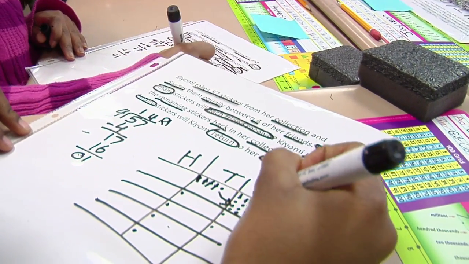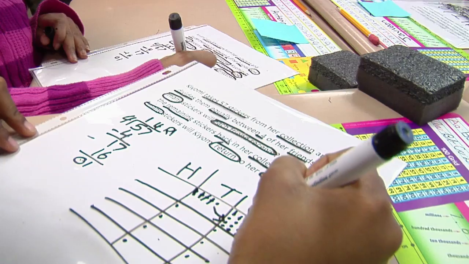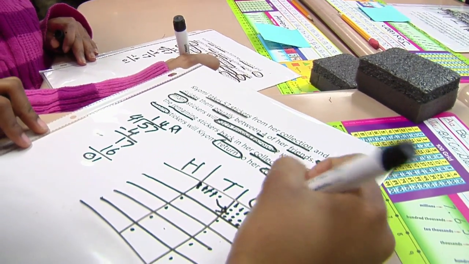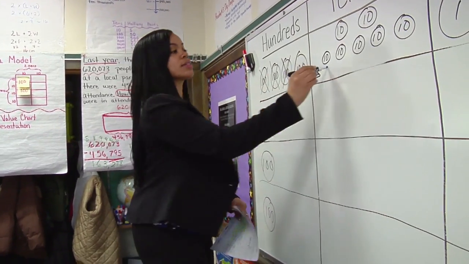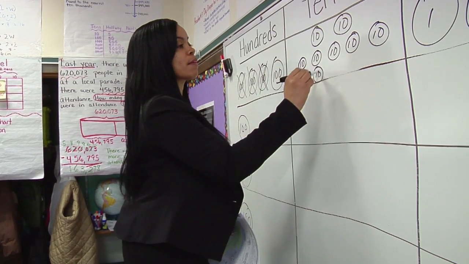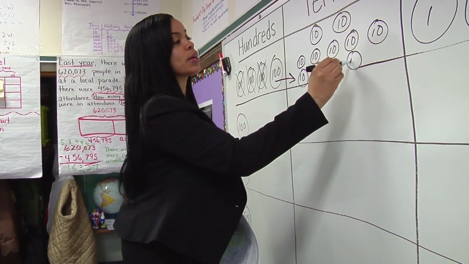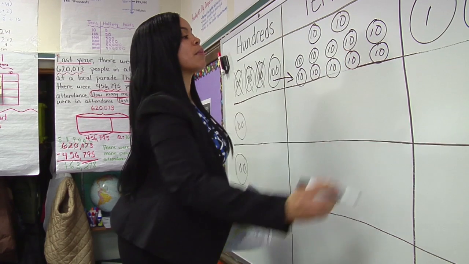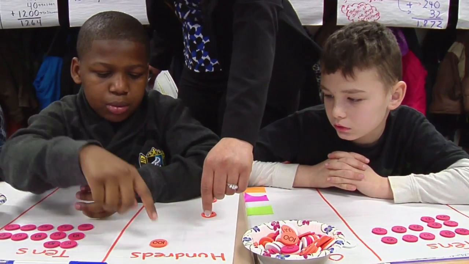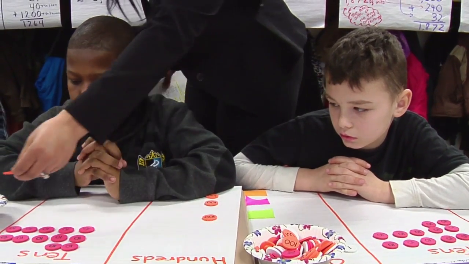I wanted students to be able to see how, when you decompose a number and break it down into a smaller unit, that smaller unit is actually equivalent to the larger unit. So for example, when students were decomposing 100 and they were partitioning it into 10 tens, they were able to see on the place value chart that 10 tens is equivalent to 100.